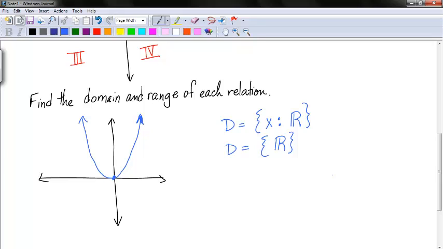Then for the range, you go from the bottom up and say, what y values are we using in here? So the y values actually start at the origin. If you're going from the bottom up, the y values start here and go up. So the range is the set of all y values such that y is greater than or equal to 0.